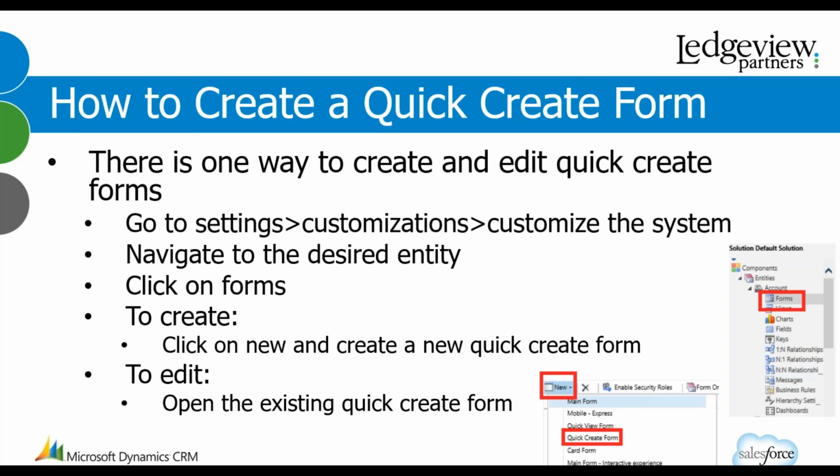Now there is only one way to create and edit quick create forms, and that is through the settings, customization, and customize the system. That's exactly where we were before for editing the views for the lookup view. So you'll navigate to the desired entity, and instead of clicking on the views like we did last time, we're going to click on forms. And then there will be a create button. Click on new and then create. There will be a quick create form. And then you can also edit them, and you'll just open an existing quick create form and make your edits that way.